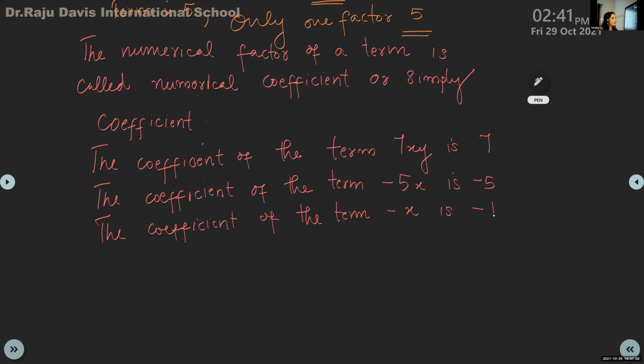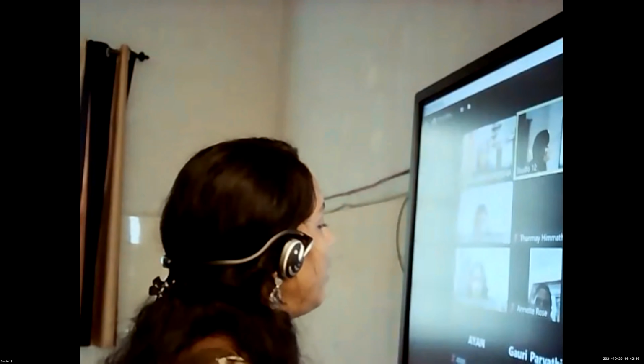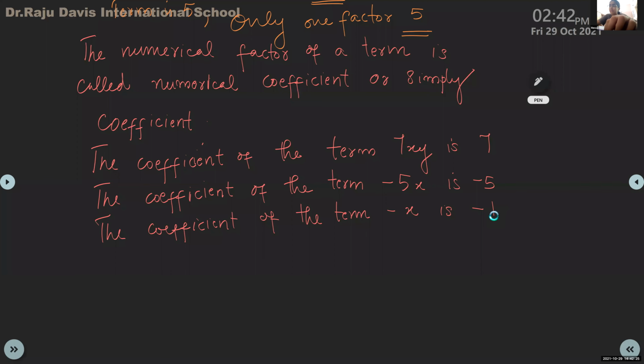Okay, children. According to the number of terms, the expressions are classified. Do you know what it is? Monomial, binomial, and trinomial. Polynomial, like polygon. Poly means many. Polygon means many-sided figure. Like that, polynomial means this expression has many terms. If it has many terms, it is known as a polynomial generally.